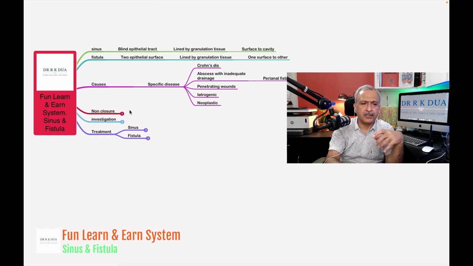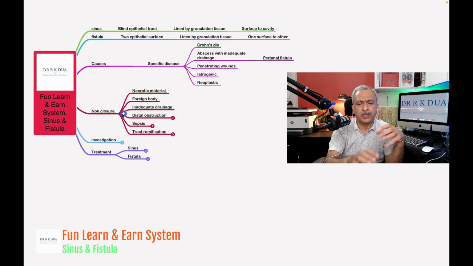So what are the various causes of non-closure? Most of these causes of non-closure of the sinus or fistula are almost the same as the factors which cause the non-healing of a wound. So if necrotic material is present in the sinus tract or in the fistulous tract, it is not going to heal in any time span.